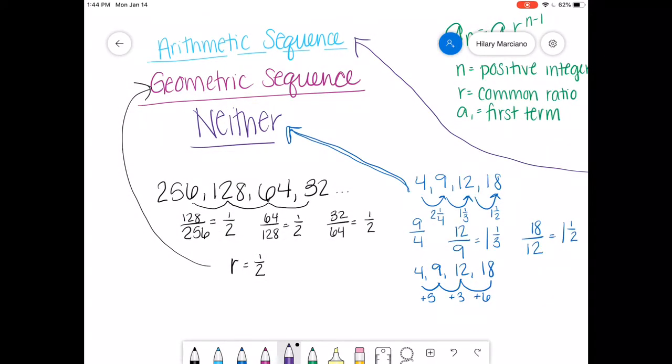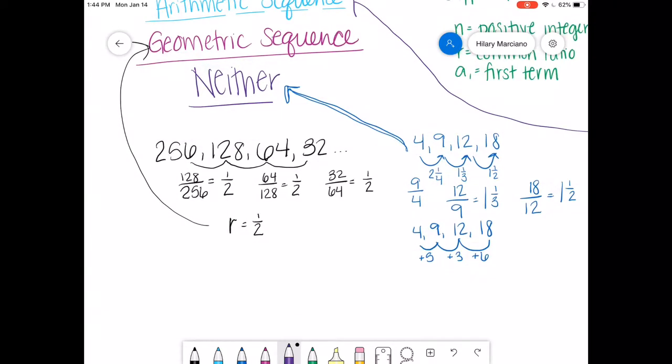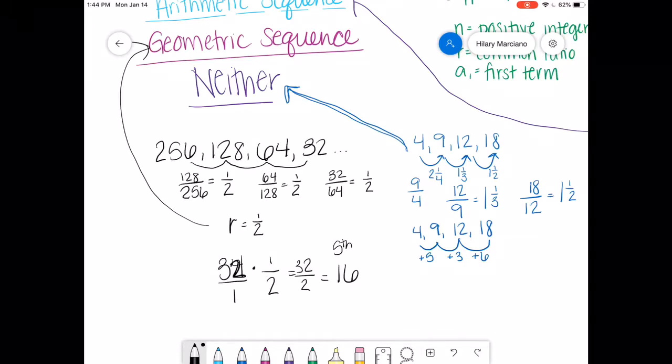Okay, now again, we can take what we did here and we can find the next two terms in the sequence. So if we're looking at this one, we have 256, 128, 64, 32. So we're taking half of each of the numbers before that. So we're taking 32 and we're multiplying that by 1/2. Whoa, that should be a 2. So 32 over 2, which is 16. So the fifth term in our sequence would be 16. Now to find the sixth term, we would do 16 over 2, which would give us 8.